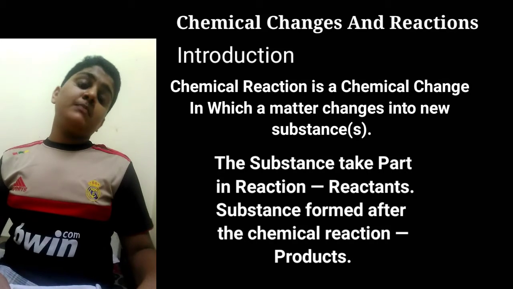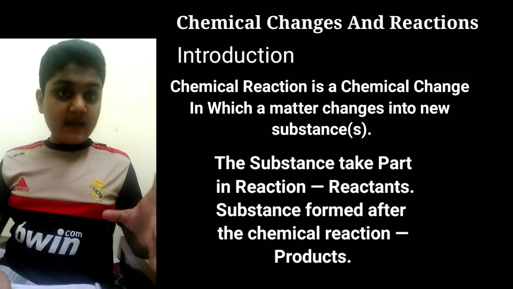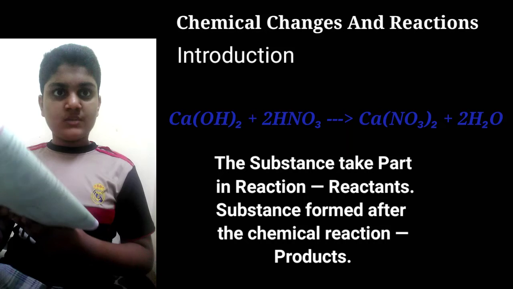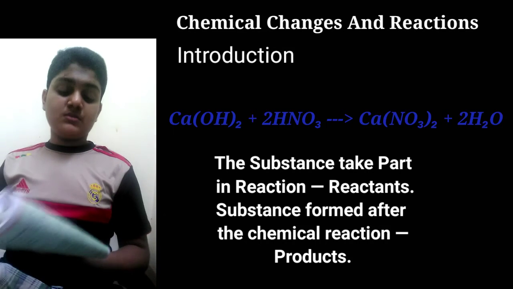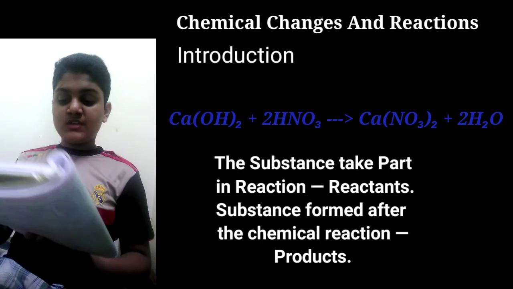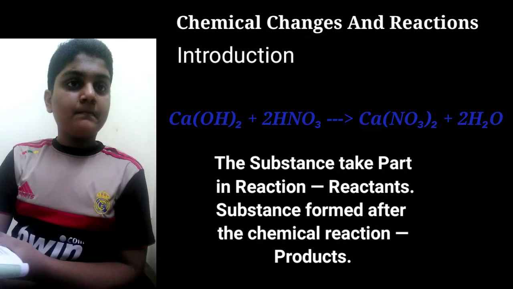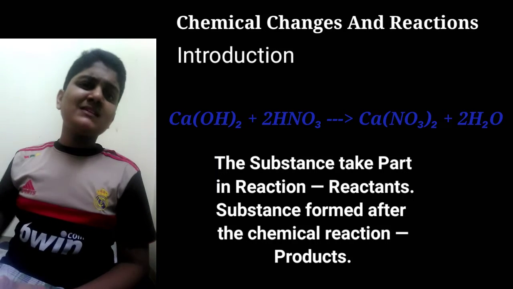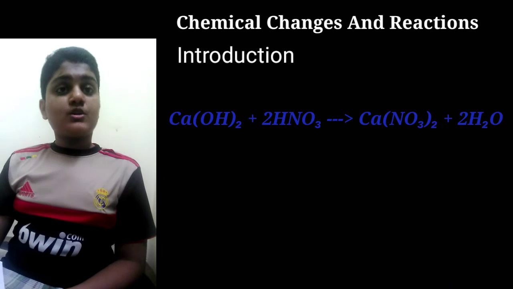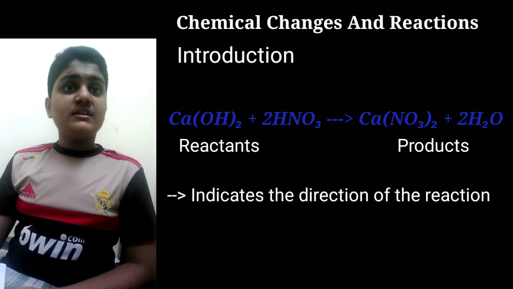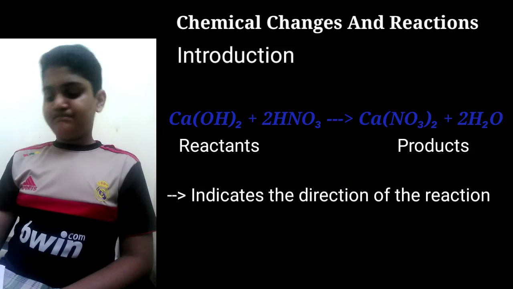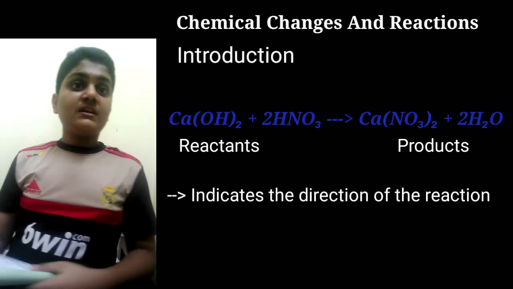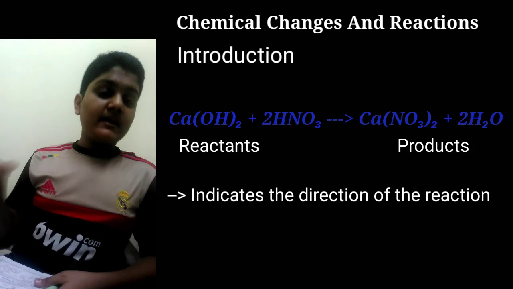So let us take a simple example. In this textbook, I have a balanced equation: Ca(OH)2 plus 2HNO3. You know what is a balanced equation? Ca(OH)2 plus 2HNO3 gives Ca(NO3)2 plus 2H2O. Here you have an arrow in between. What is the use of the arrow? It indicates the direction of the reaction. We are having the left hand side, that is Ca(OH)2 plus 2HNO3. That is the left hand part of this reaction.